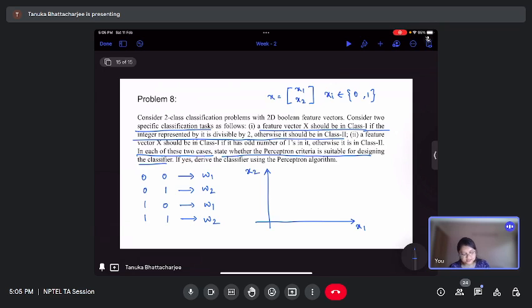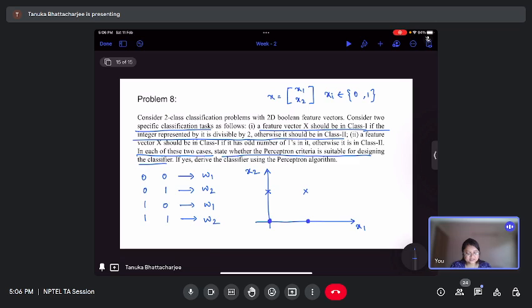Let us say this side is x1, this side is x2. First 0, 0, which is this origin point, belongs to class omega 1. I am denoting this as a filled circle. Now 0, 1, x1 is 0, x2 is 1, belongs to class omega 2, which I am denoting by a cross. Now 1, 0 again belongs to class omega 1, and 1, 1 belongs to class omega 2. Okay. So, these are the 4 points.